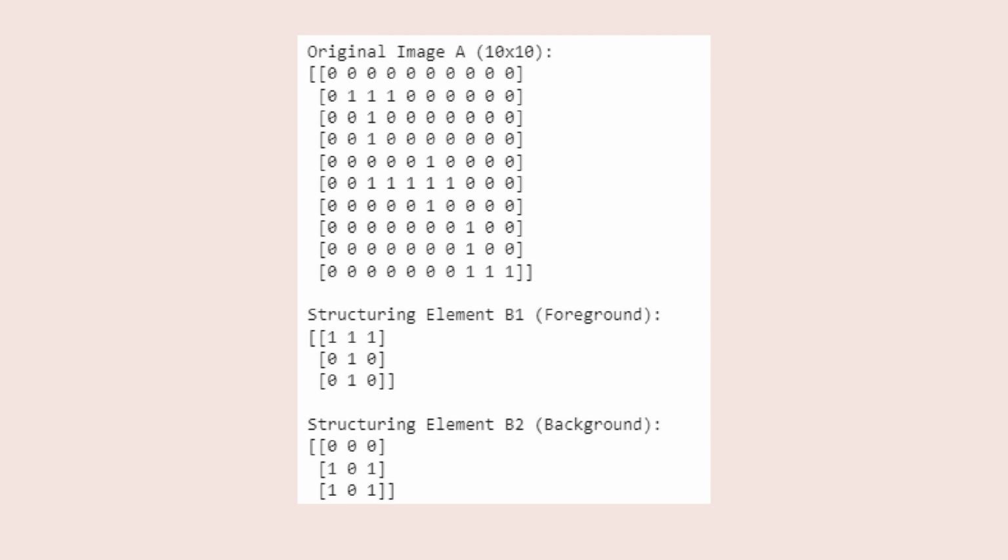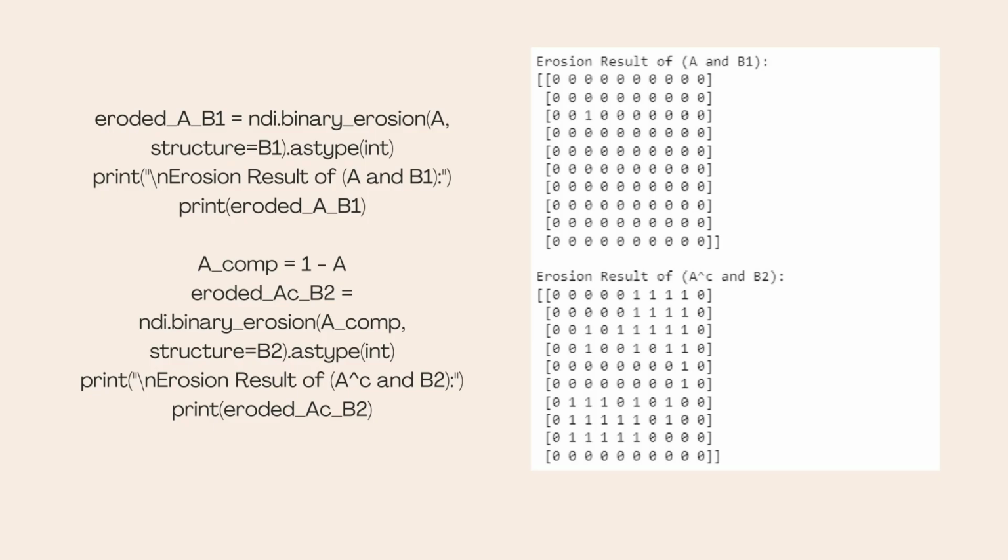This slide shows the output from the previous step, displaying the input binary image A along with the structuring elements B1 and B2. Here, B1 represents the foreground pattern we aim to detect, and B2 defines the surrounding background. Both are essential for performing the hit or miss transform.